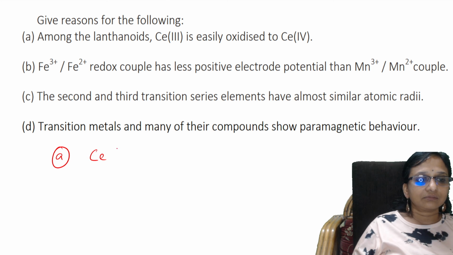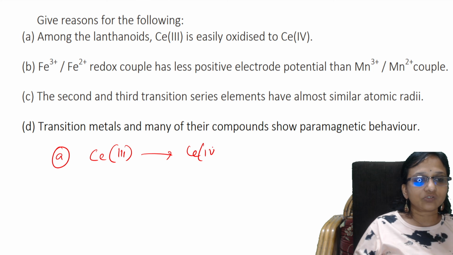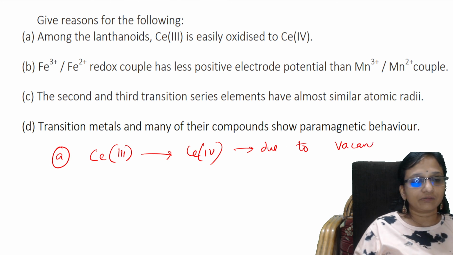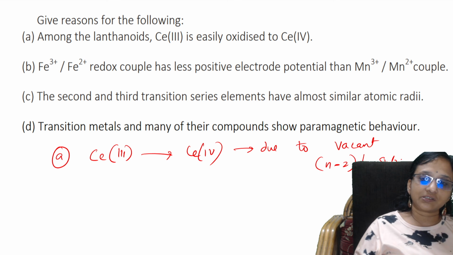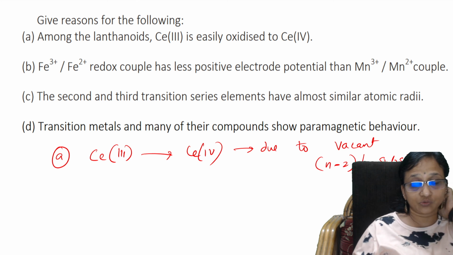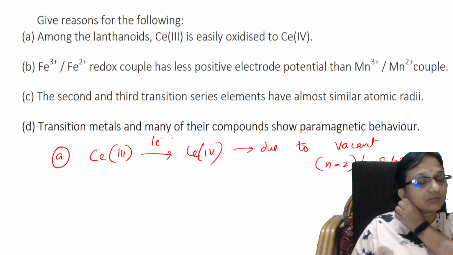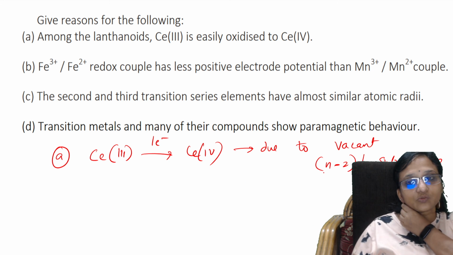Cerium from plus 3 is going to plus 4 because of the presence of vacant 4f subshells in Ce plus 4. That's why it is losing one electron. Done. Next. This is what is important.